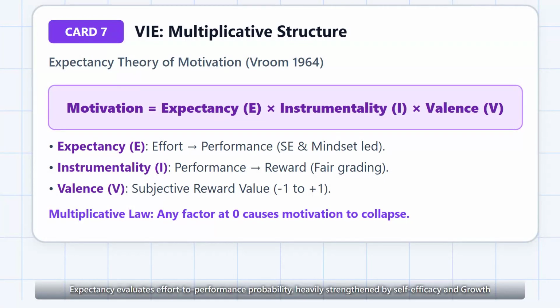Expectancy evaluates effort to performance probability, heavily strengthened by self-efficacy and growth mindset. Instrumentality measures the performance to reward connection, requiring clear and fair assessment systems. Valence represents the subjective value of the anticipated outcome, ranging from -1 to +1. Because of this multiplicative structure, if any single factor drops to 0, total motivation immediately collapses. This explains why capable students often remain disengaged when rewards feel meaningless or unachievable.